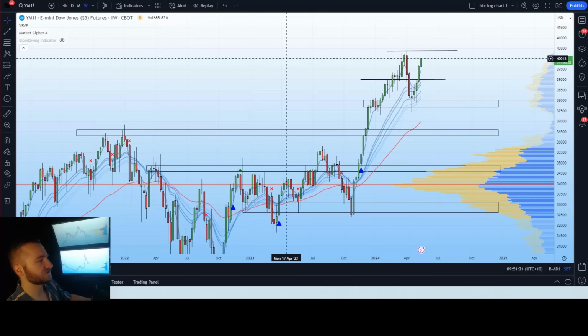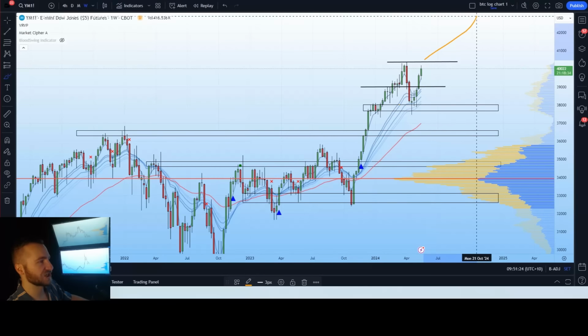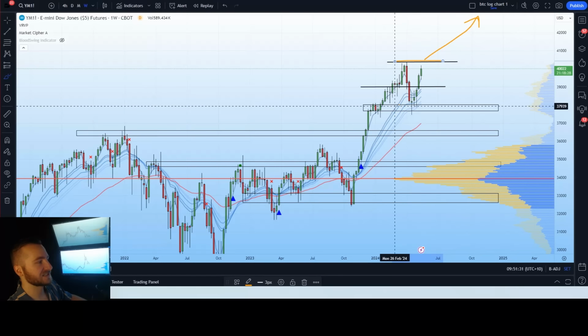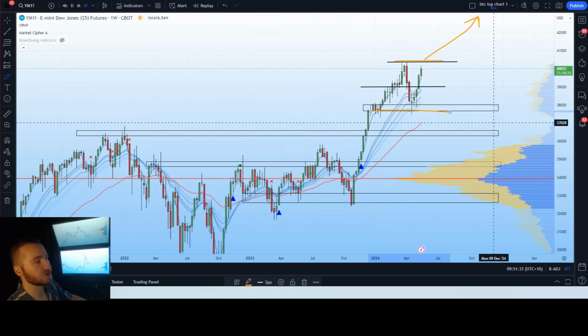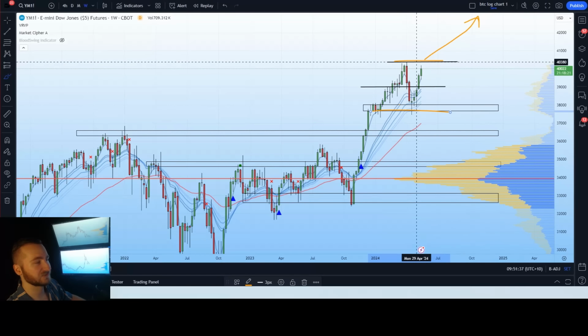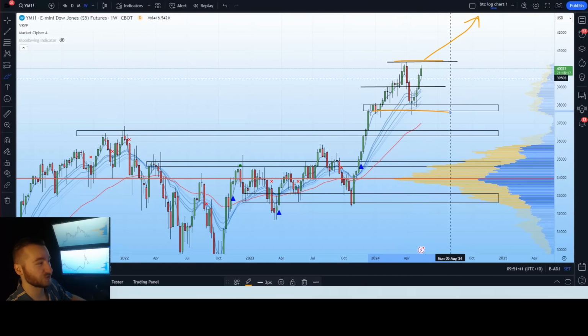Moving over to the Dow Jones, a very similar scenario. Again, for us to see that directional continuation upwards, we need to break over that local high on the weekly. That will trigger the continuation. Until then, we are ranging between our low at 38,000 to 37,700 and our high at 40,030. So again, directional breaks result in directional continuations.